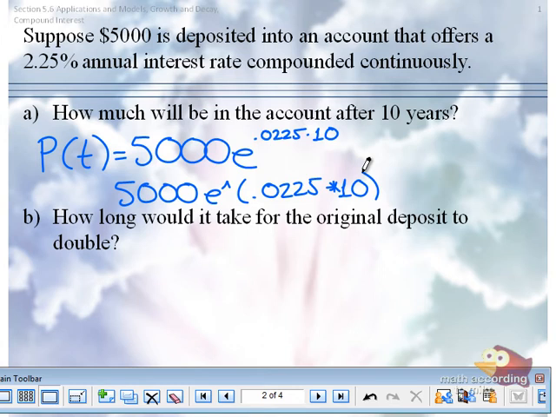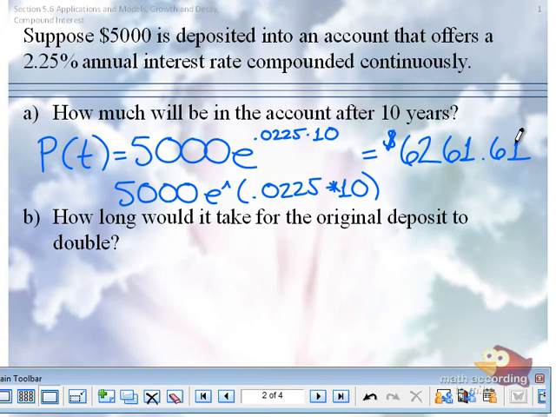What do you get? $6,000. And how many cents? 61? Oh, that's nice. So if the question were how much interest was made, well, if you started with 5,000 and you ended with 6,261, then how much money did you earn? 1,261. So all you do is subtract. So just by letting it sit there for 10 years, that's how much money you made.